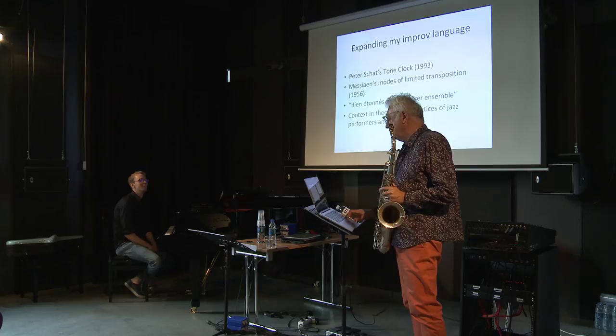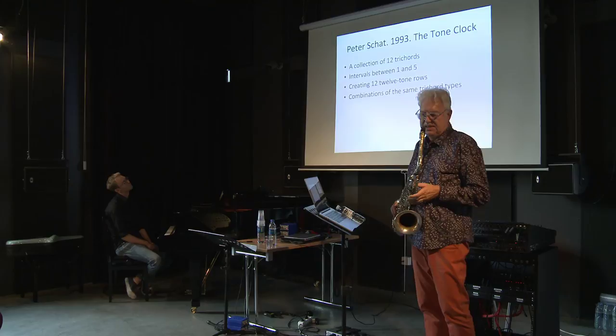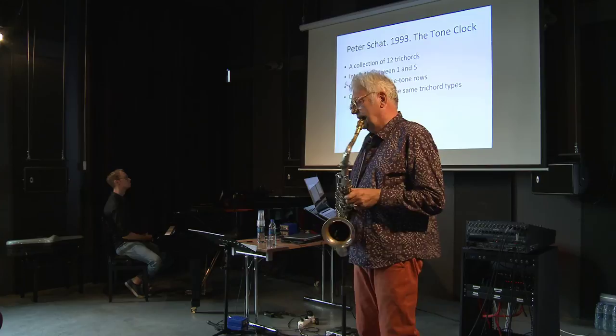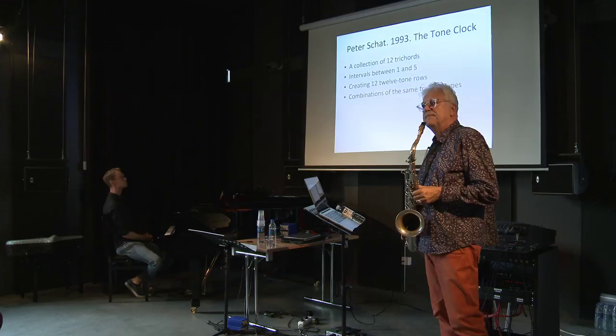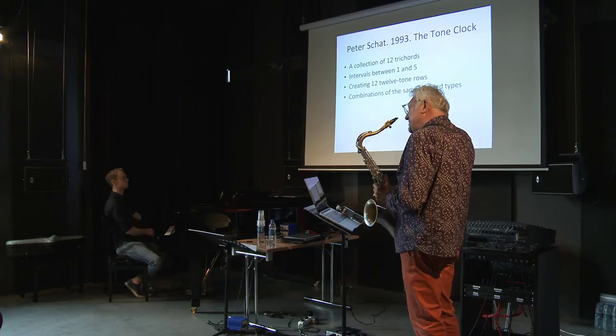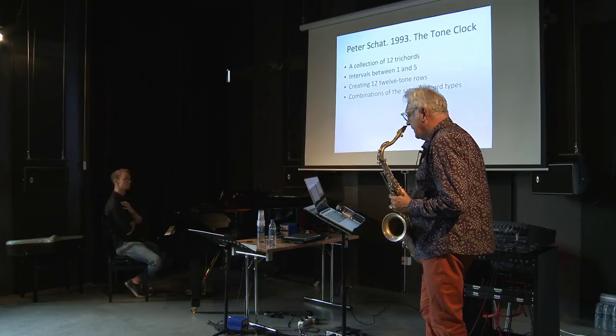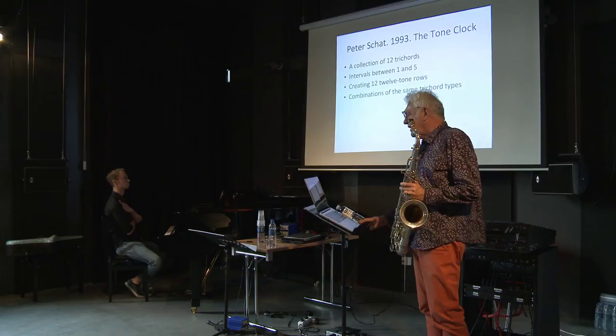The Tone Clock was published by Peter Schat, Dutch composer, the first time at the end of 1984 as an article in a daily newspaper in Holland. He was at that time working on his collection of trichords consisting of intervals between 1 and 5, with that I mean in 12-tone language a minor second and 5 is a perfect fourth, so everything in between included, to create 12-tone rows in combinations of the same chord types.